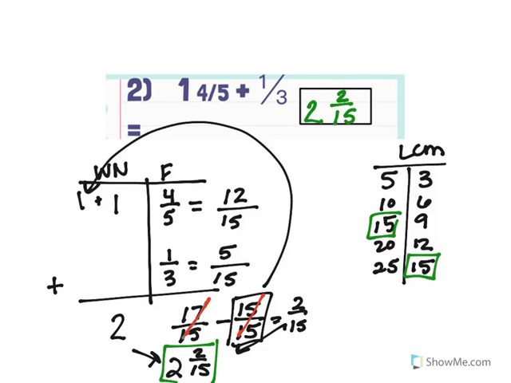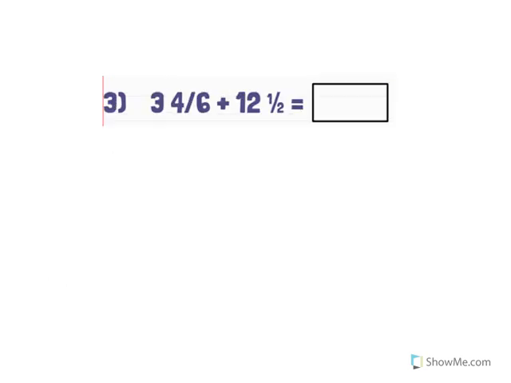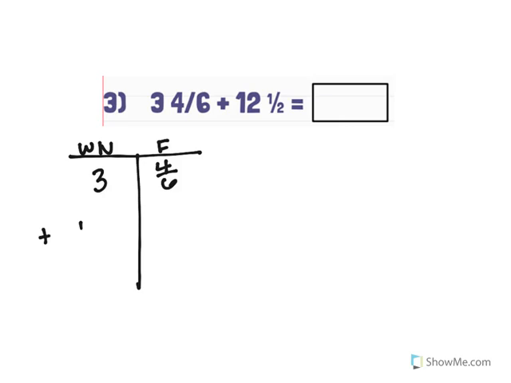Let's go to our next problem, question 3. Here we have 3 4/6 plus 12 1/2. We're going to set up that T-chart. We have 3 4/6 plus 12 1/2. Again, we always check the denominators to see if they're the same. They are different. So we're going to find that LCM.